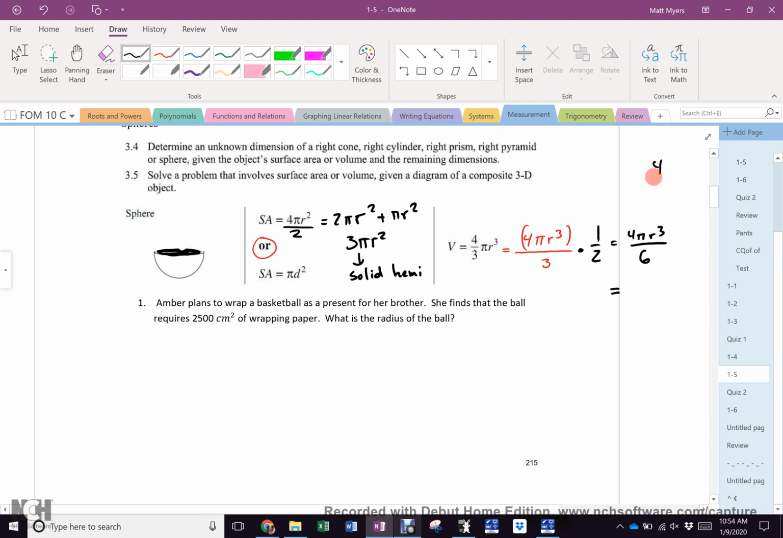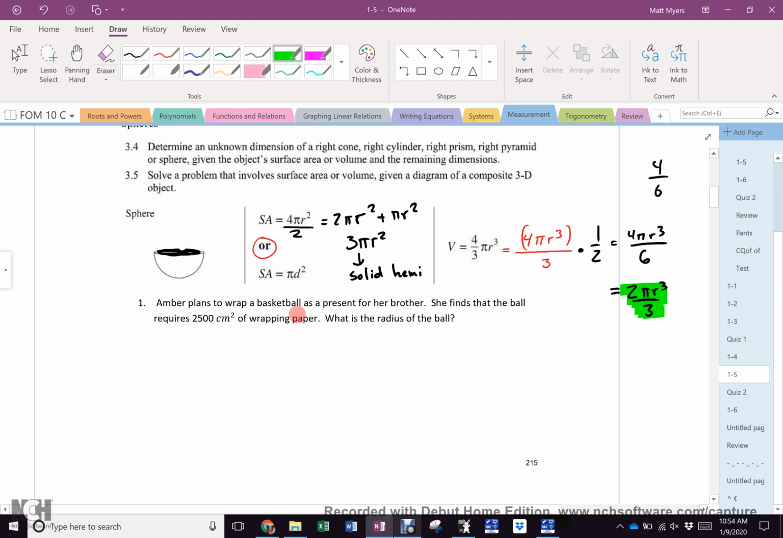Would your teacher ever let you hand that in as a fraction and give you a mark? What is it? How do you simplify that? 2/3. So 2 pi r cubed divided by 3. So that is the volume of a hemisphere. Is everybody cool? Yeah? Okay.